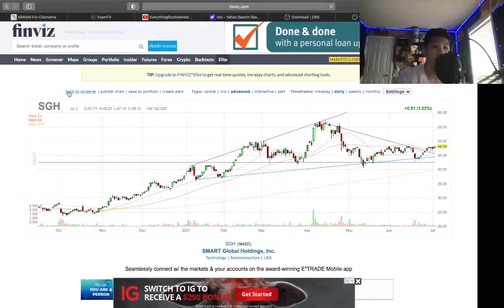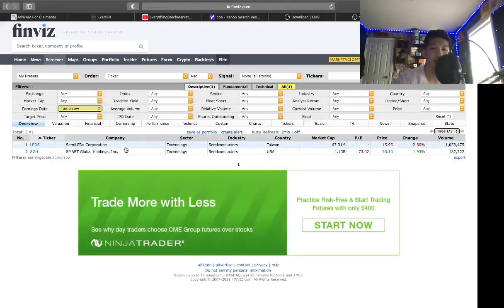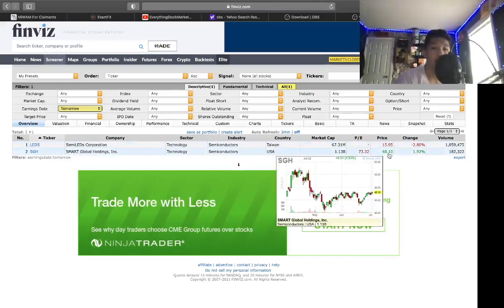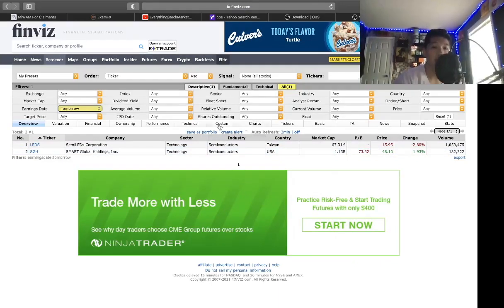So we're going to click back to screener. Sorry if my camera keeps moving. My computer's on something right now. But you might want to check the price of it. Currently, the stock's up almost 2%. So that looks like it's a good one going into tomorrow.